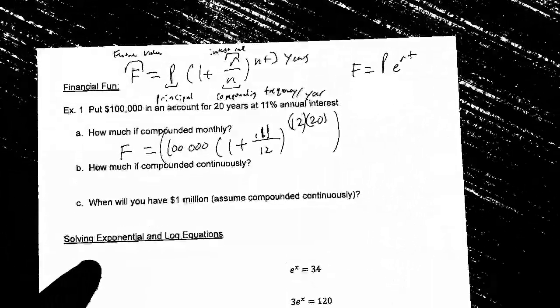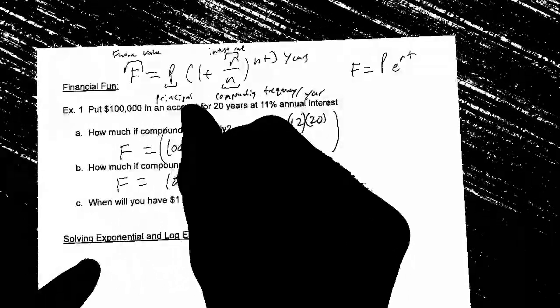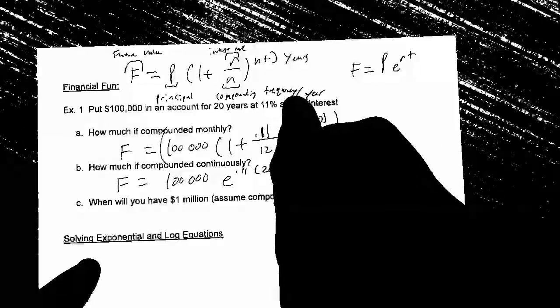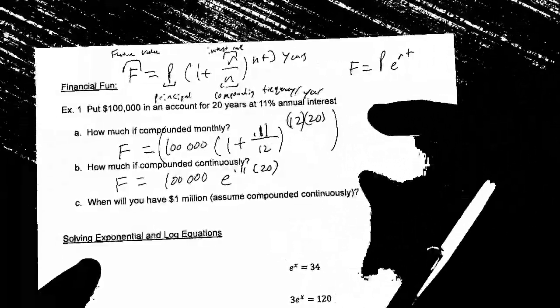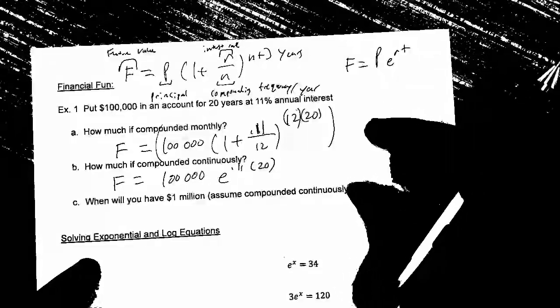If it's compounded continuously, it would be 100K times e to the 0.11 times 20. And you can just leave it in exact form. You don't need to evaluate that. It's fine to leave it in exact form.